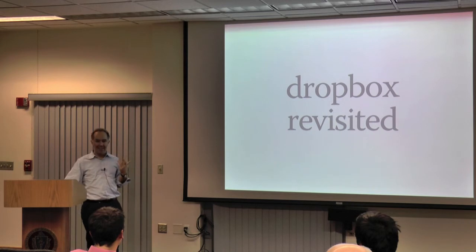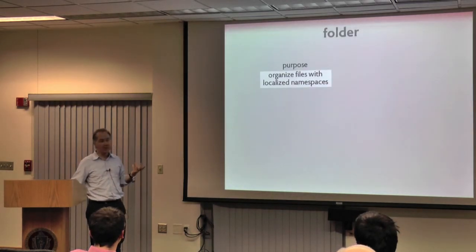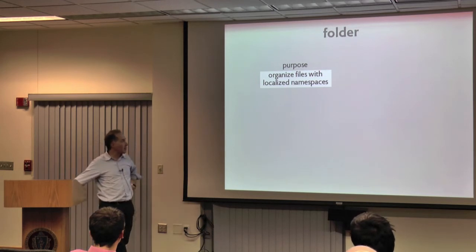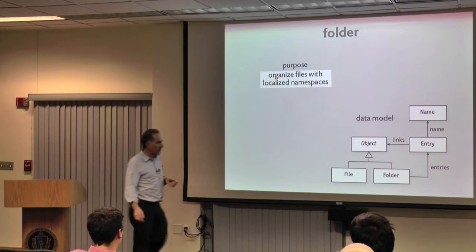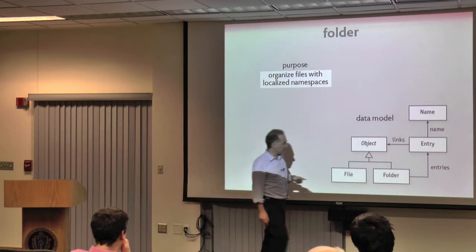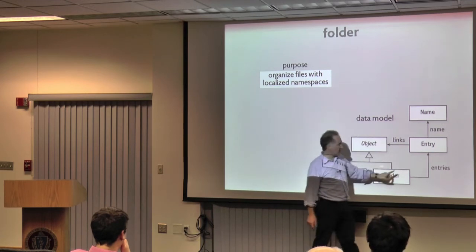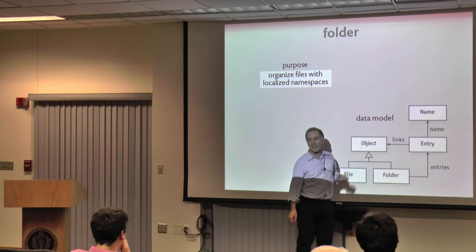They go way back to the earliest days of Unix and even Multics before that, to the notion of a folder. So the concept of a folder has the purpose of organizing files with local namespaces. And we're familiar with the data model for this, but the data model is actually really weird. And what's weird about the data model is that a folder has associated with it a set of entries, and each entry has a name and the entry links to some object.